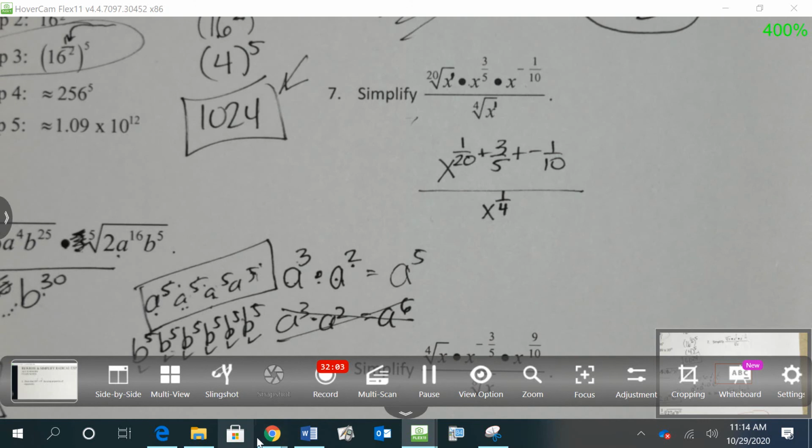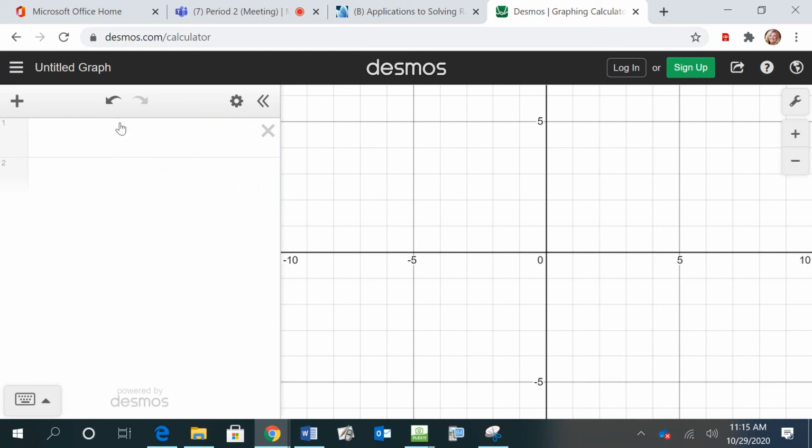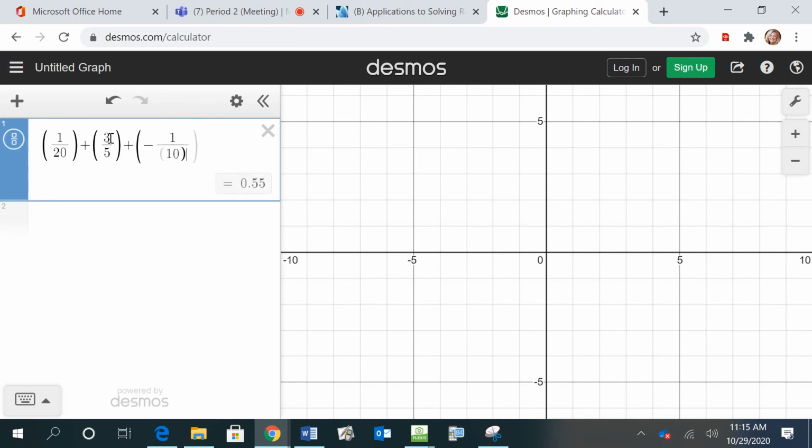So I'm going to go into Desmos right now. I'm going to pull that up into Desmos and type this in using parentheses. So 1 divided by 20 plus 3 divided by 5 plus negative 1 divided by 10. And I don't want to use decimals. I want to use fractions. So if I come up here and I hit this little fractional key, Desmos did the work for me. I didn't have to find a common denominator and do all of that stuff that takes time. I know that these three values combined is equivalent to 11 over 20.